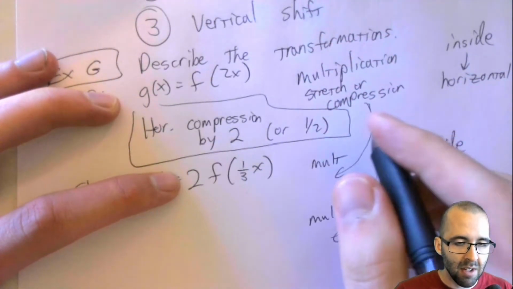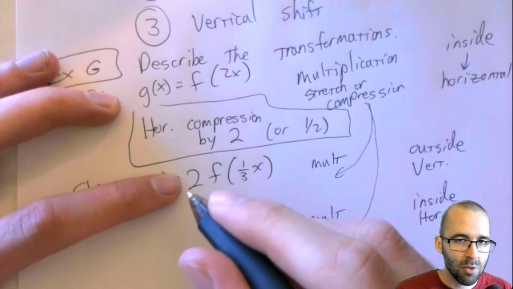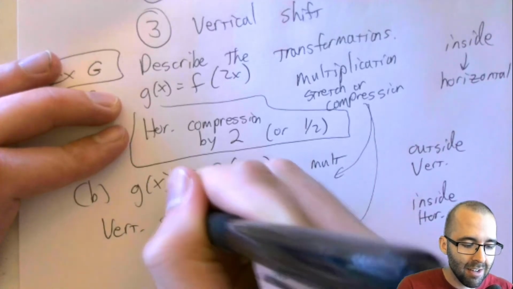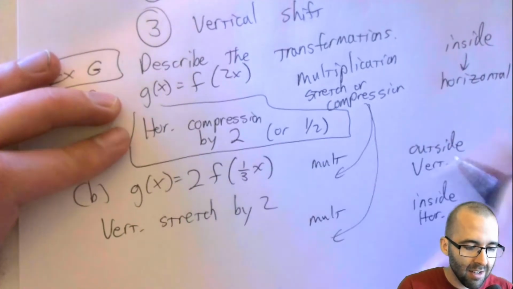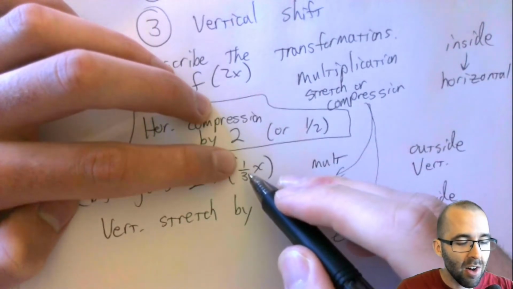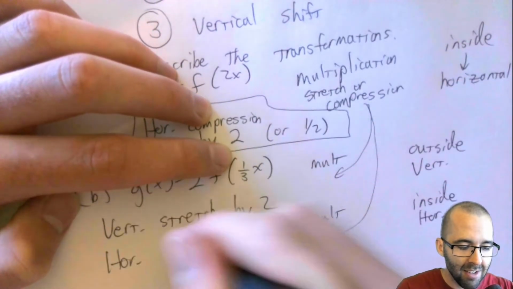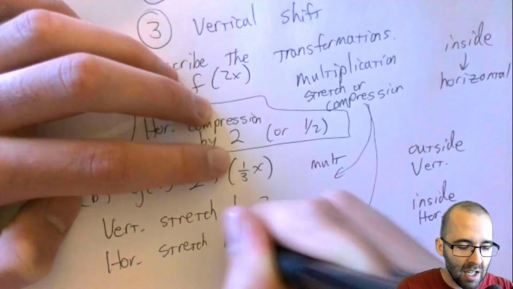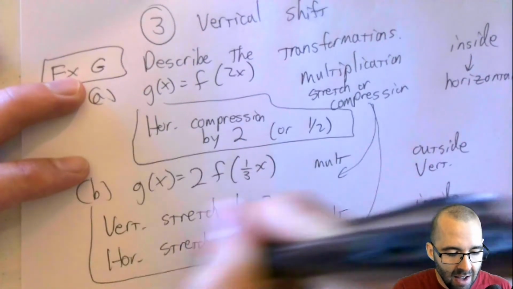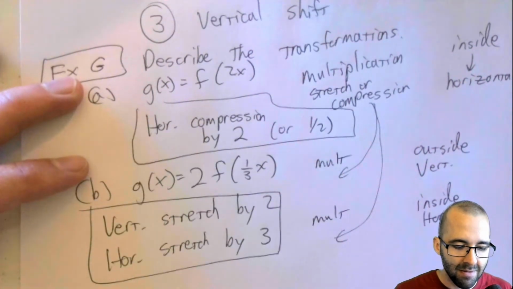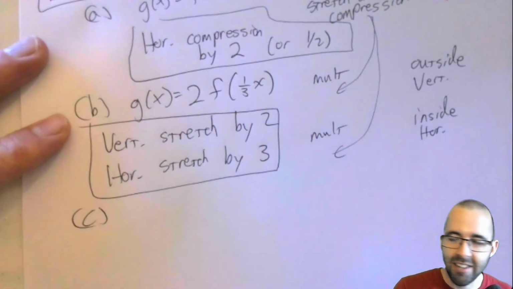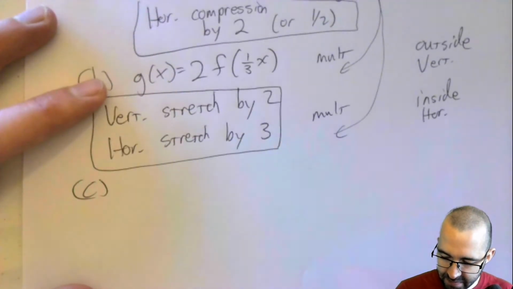So multiplying by 2 on the outside. Vertical, stretching or compressing. Vertical stretch by 2. One-third on the inside. Horizontal, stretching or compressing. Also stretching. A horizontal stretch by 3 is usually how we phrase this. Okay. And that's our answer here. Okay. Utilize your table. Do it step by step. Identify what's going on in your problem.